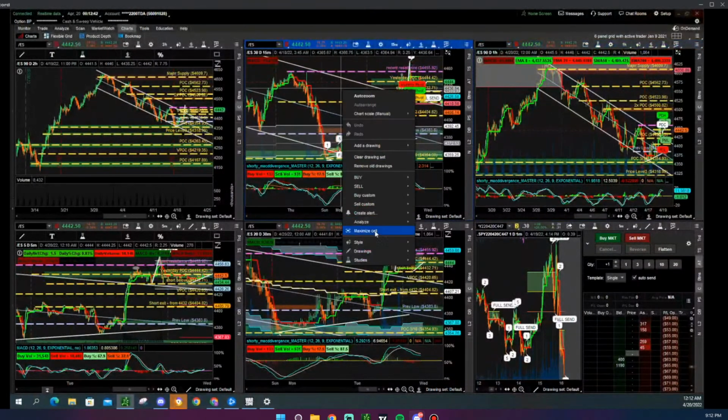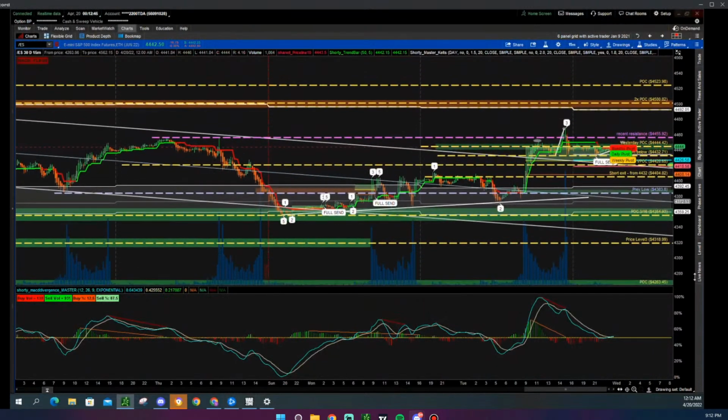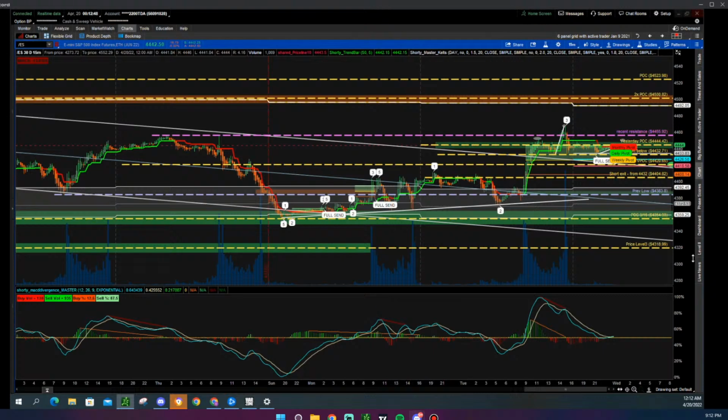Oh, here. There goes the daily bottom. And the daily mid is at 4492. Whoa.